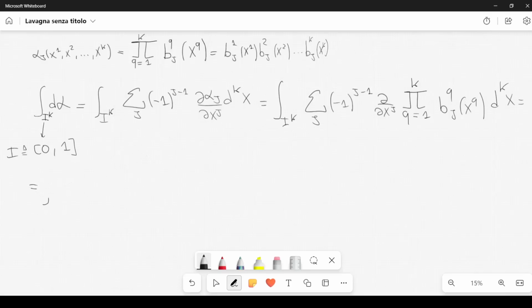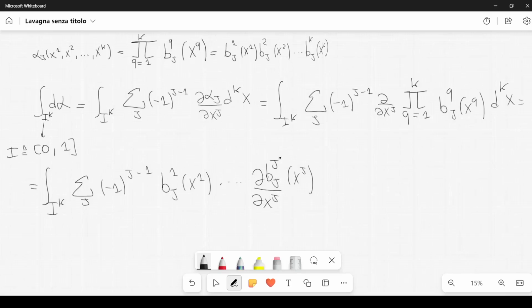At this point, I can also write it as integral over I to the power k, summation over j, minus 1 to the power j minus 1. Then I have b_1j(x_1) dot dot dot. I have the derivative, which is only going to act on b_jj of xj, because it's only b_jj that depends on the variable xj. Remember here that we are just considering a derivative with respect to xj, so the derivative is only going to act on b_jj there, and then dot dot dot b_kj(x_k) d^k x, like this.